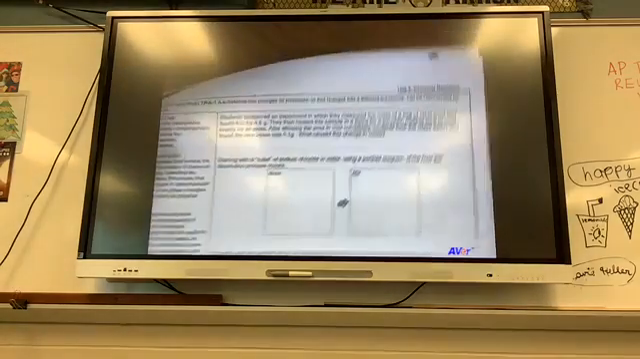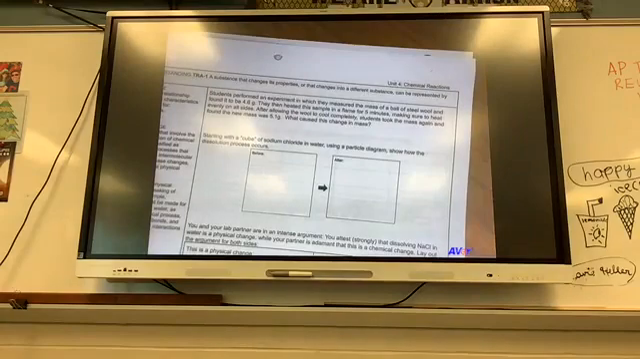Flip it. How many pages do we have left? 1, 2, 3, 4, 5, 6, 7, 8, 9. We got to keep going.